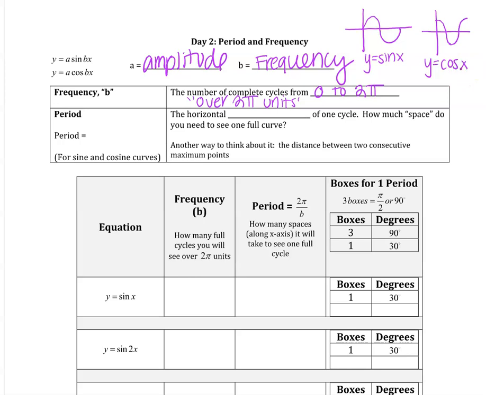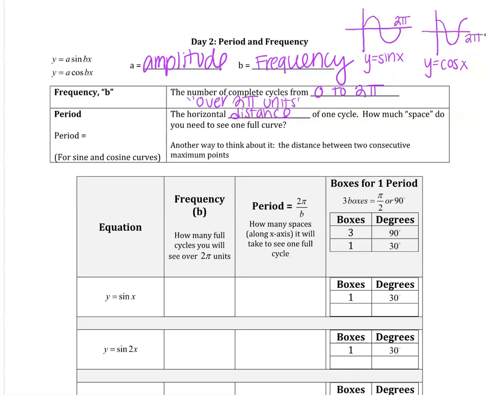All right. Now, how does this relate to period? Well, the period is the horizontal distance of one full cycle. So it's how much space you would need in order to see one full curve. So yesterday, we graphed sine and cosine over the interval of 0 to 2 pi. So I'll add that up here on my little sketches, which means the frequency is 1 because you're seeing one full cycle over 2 pi units, and the period would be 2 pi.